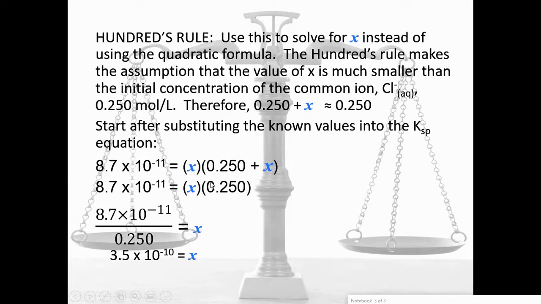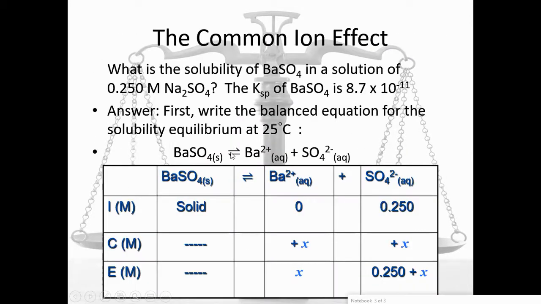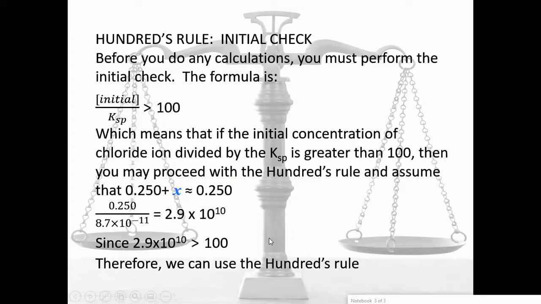So I just wanted to make a little comment here, and that is whenever the KSP is smaller than 10 to the power of negative 4, that's the magic number. If you have a KSP smaller than 10 to the power of negative 4, so 10 to the power of negative 5, 10 to the power of negative 6, this is way smaller than 10 to the power of negative 4, you're going to find that the hundreds rule will pass. You'll get a quotient that's greater than 100.